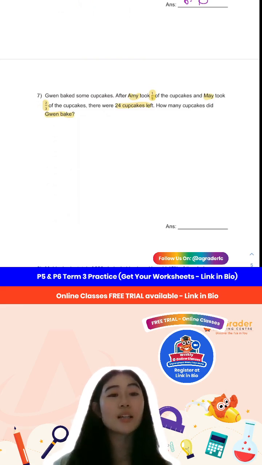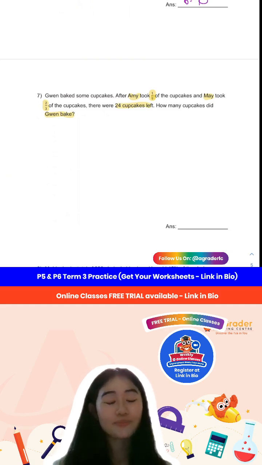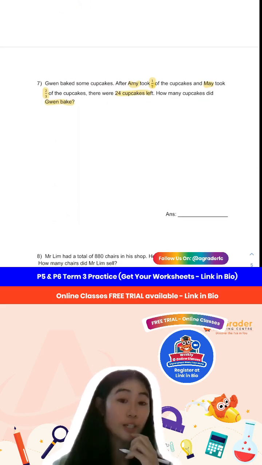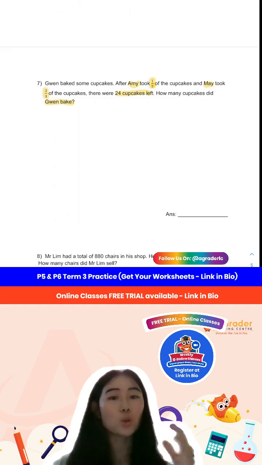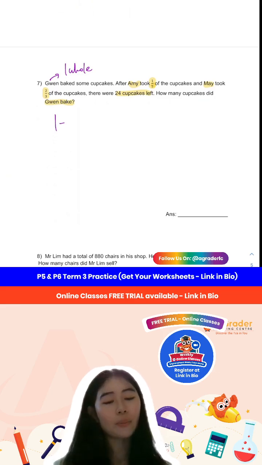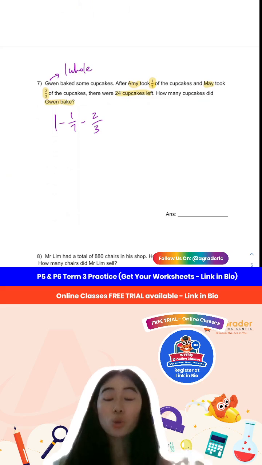Okay, QS Tan, thanks for your updated answer. I'm gonna go through this, okay? So firstly, this is a question on fractions. You know that for fractions, the total has to be one whole. So at first, she has one whole. I'm gonna use one whole minus what Amy and May took away. Amy took 1/7 and May took 2/3. Because they took away, you have to minus it.